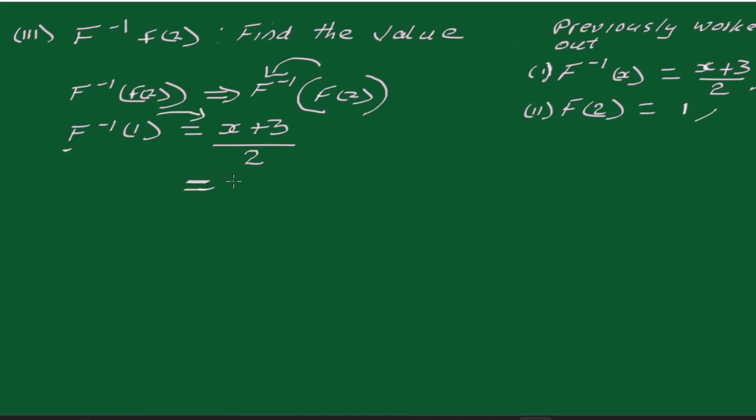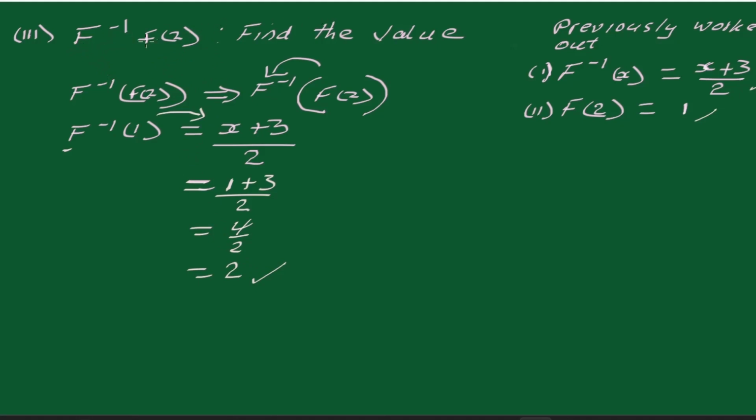So the x is replaced with 1 plus 3 all over 2, equals 4 divided by 2, which gives us 2 as the answer. And this is our answer to this question. Again, I'll recap the question here.